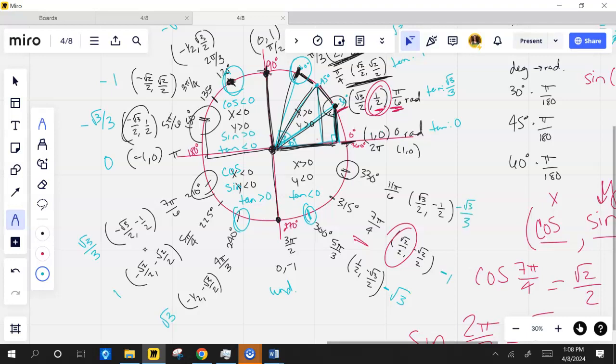So should you get confused, you can always find it by doing y divided by x. Or you can just memorize. If you memorize that first quadrant, everything else is so easy to follow. What do you think about the unit circle?